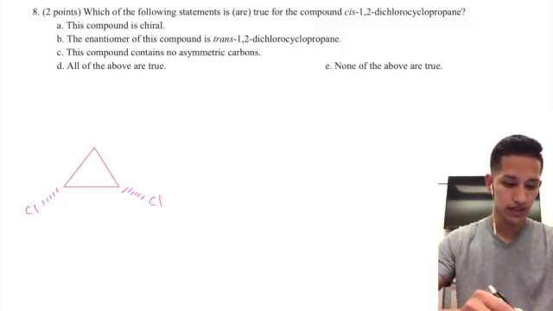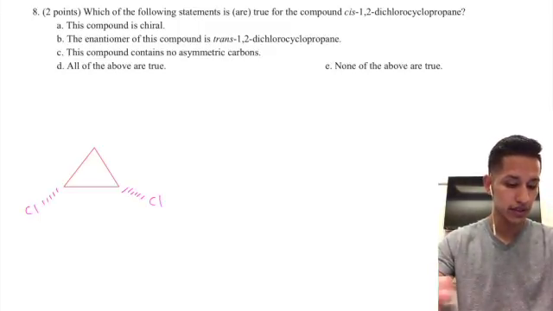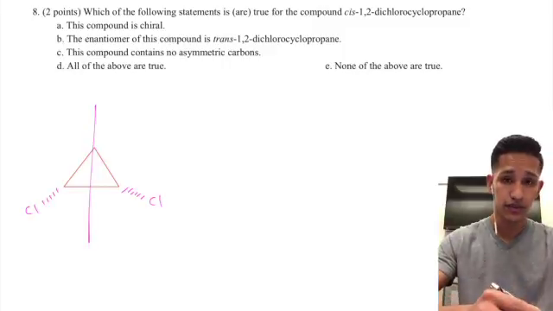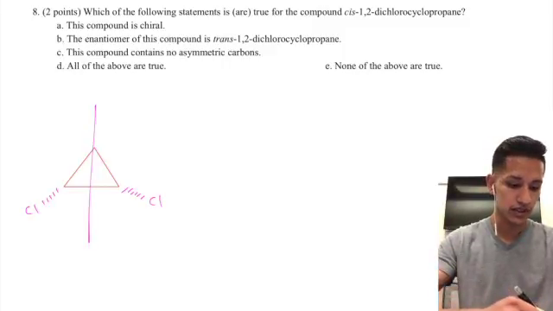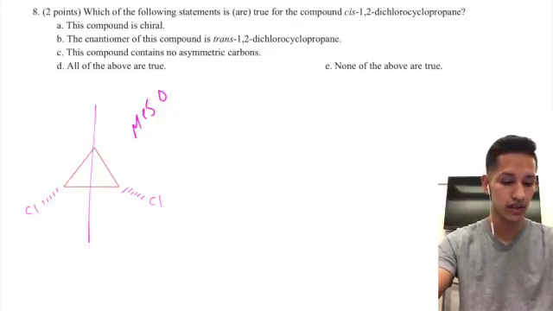Question 8 asks, which of the following statements are true for the compound cis-1,2-dichlorocyclopropane? One of the things we're going to want to notice right away about this compound when we draw it out is that it has an internal plane of symmetry. And so that makes us want to start thinking towards the fact that it could possibly be a meso compound.